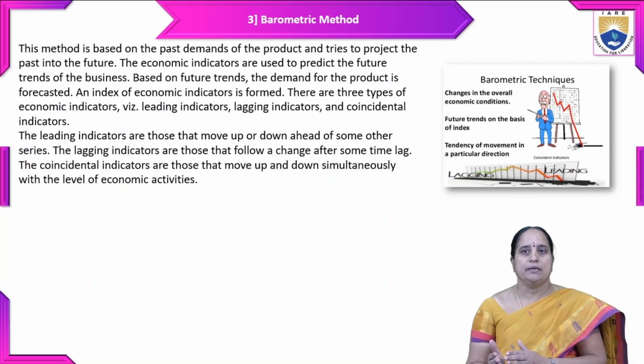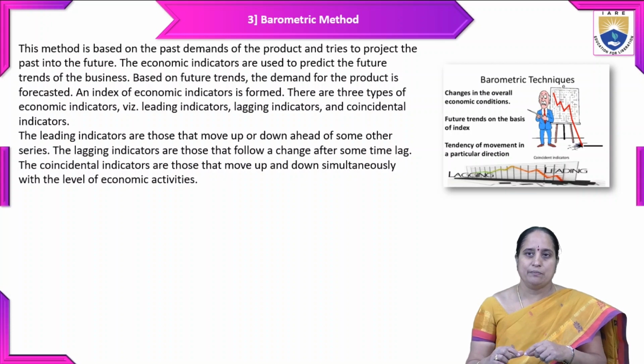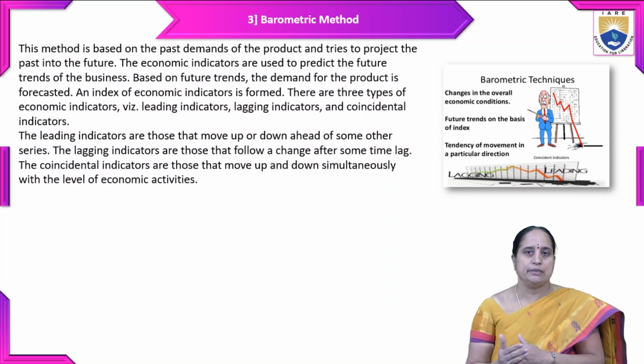Whereas lagging indicators are those that follow a change after some time lag. So lagging means there is a kind of time delay between one period and another. That gap should be there between one specific time period, one interval, and another interval. That kind of indicator is known as a lagging indicator.